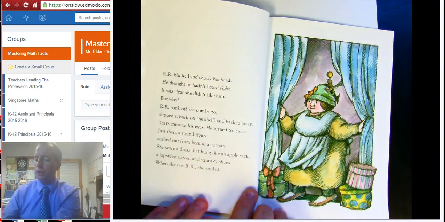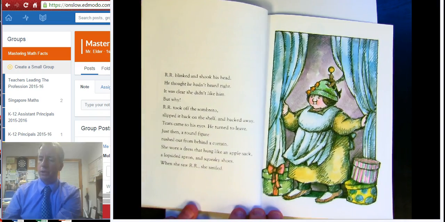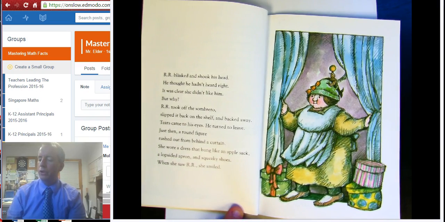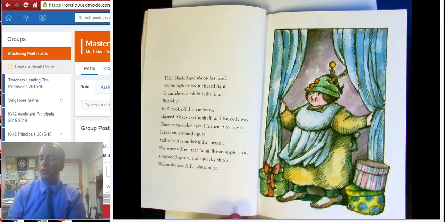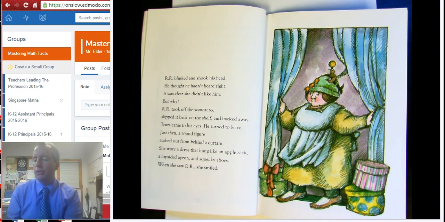R.R. blinked and shook his head. He thought he hadn't heard right. It was clear she didn't like him. But why? R.R. took off the sombrero, slipped it back on the shelf, and backed away. Tears came to his eyes, and he turned to leave.